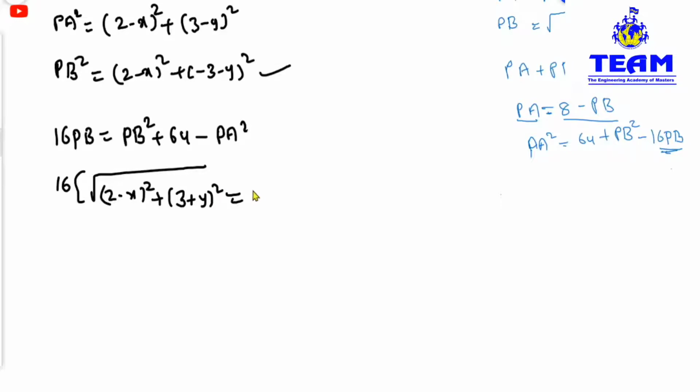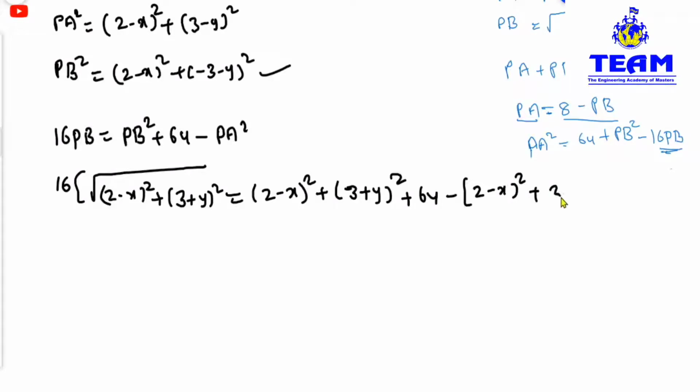This is equal to PB square. What is the PB square? This is 2 minus x whole square plus minus 3 minus 5, I will write directly 3 plus y whole square. Plus 64 times of minus PA square. PA square is, you see friends, 2 minus x whole square plus 3 minus y whole square. That's it. Now you simplify this. Here you have 16 times of square root of, this is as it is. Of course, if you want you can split, later I will do.